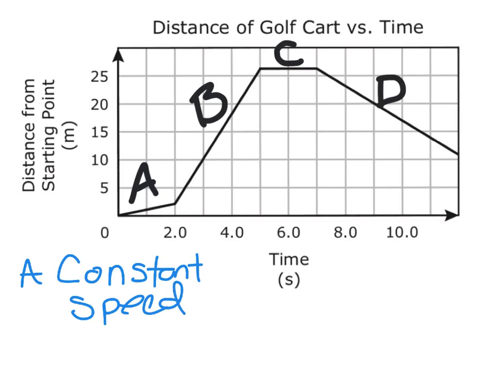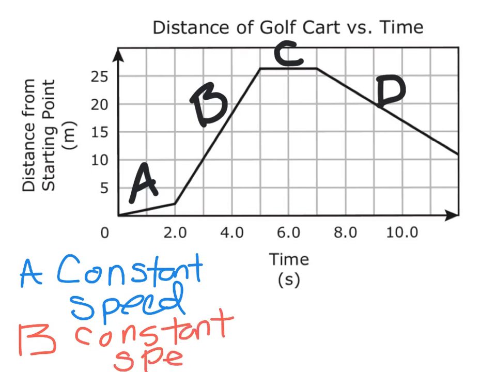On part B with the motion graph, part B has a steeper slope than part A, but it's still a straight line. That means we're still moving at a constant speed, but it's a faster speed than what we were traveling at originally.